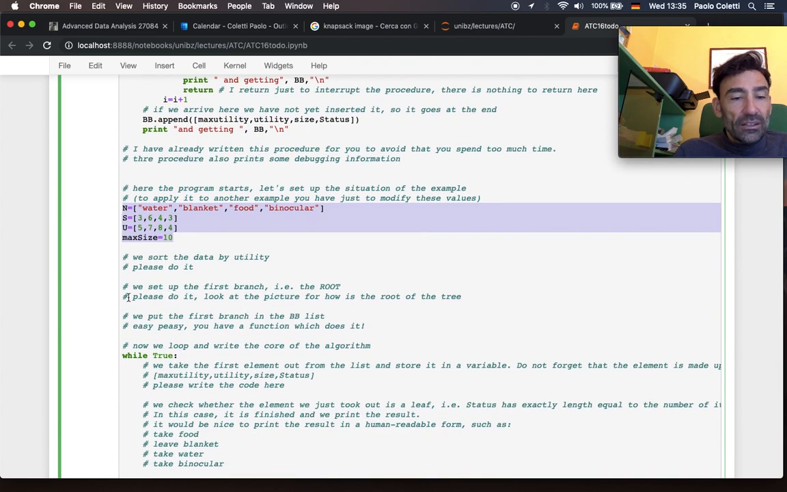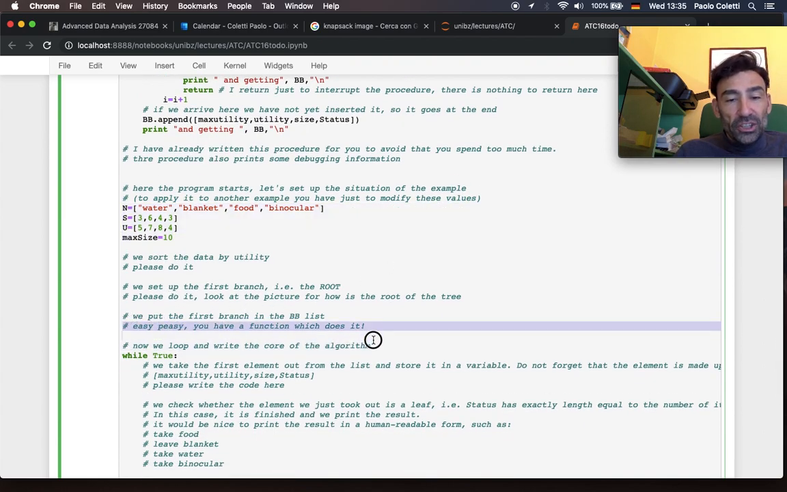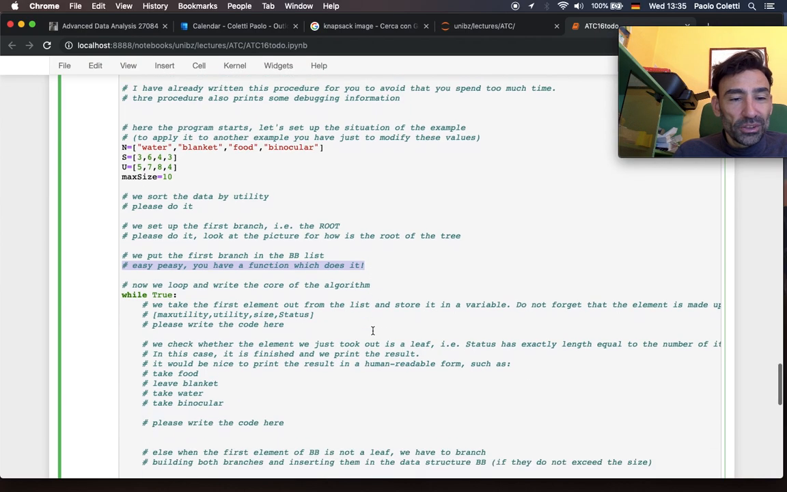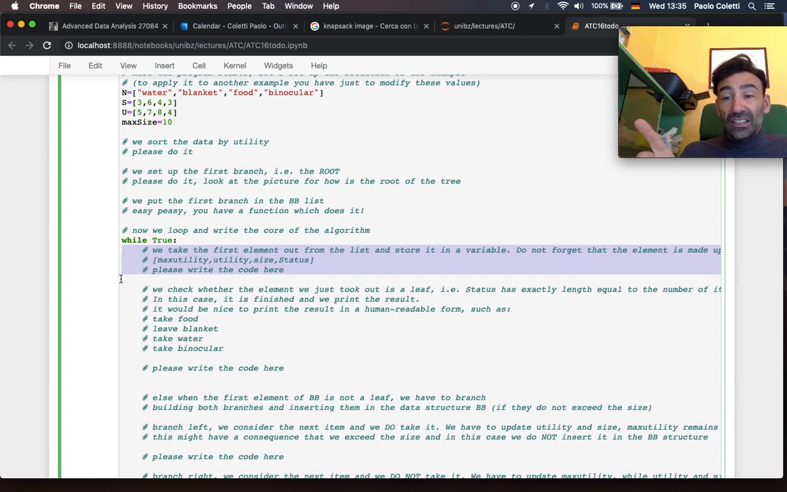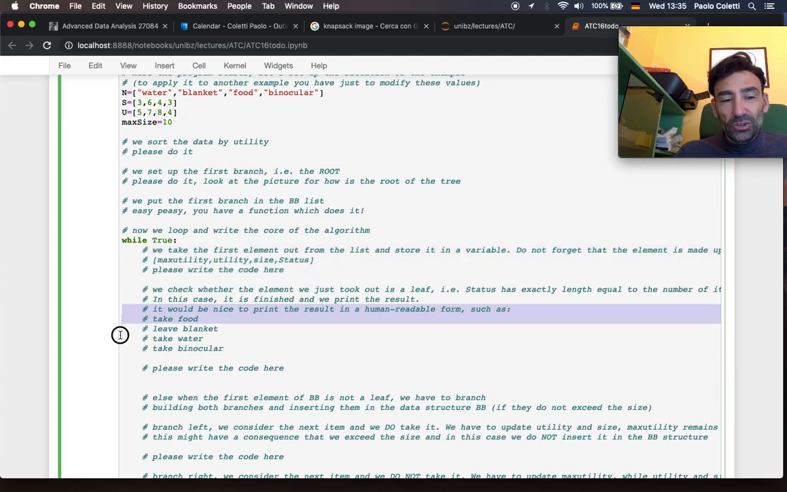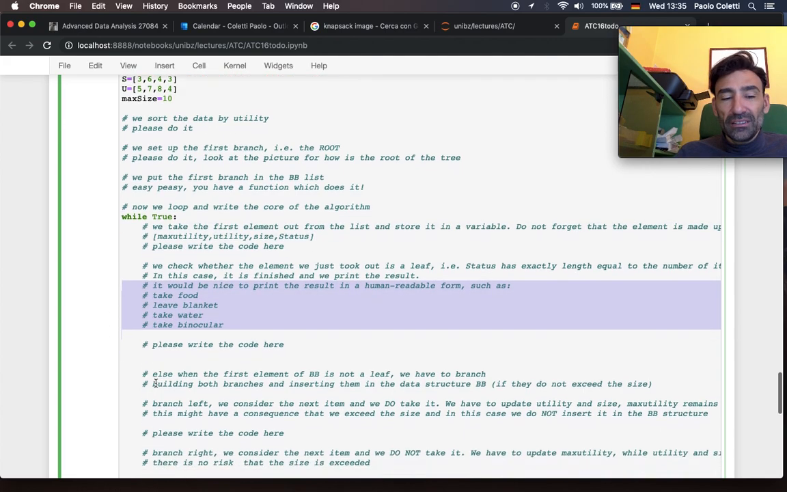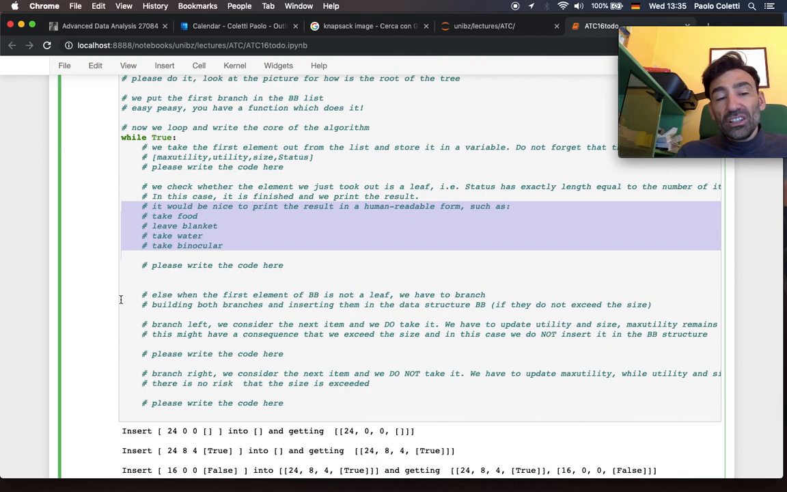Okay. Put the first branch into BB. Well, easy, you have an insert function to do it. And finally loop: take the first element of BB, take it out from BB, check whether it's a leaf or not. If it is a leaf, it means that you have finished. So write the solution in a human readable format. Okay. If it is not a leaf, you have to branch it.